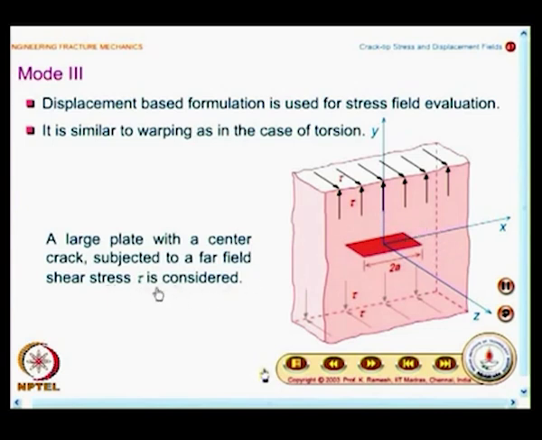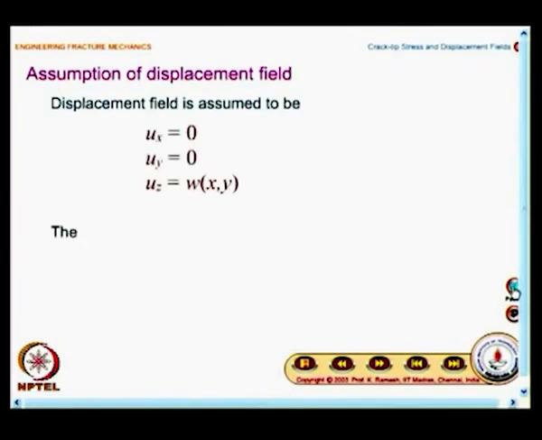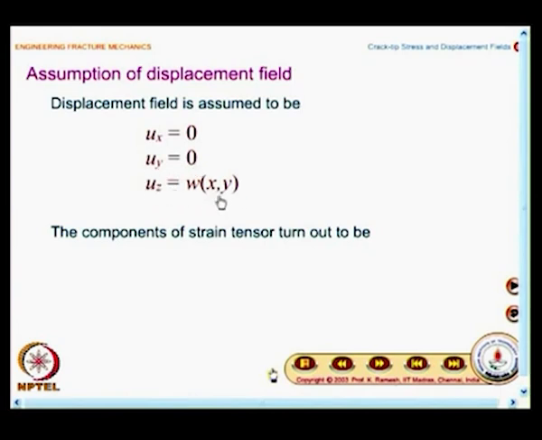And the far field shear stress is given as tau. We are not attaching any symbol here, but you can easily attach the symbol by looking at the figure. So, first thing is we have to assume the displacement field. The x component of displacement is 0, the y component of displacement is 0, and the u z component is a function of x y only.